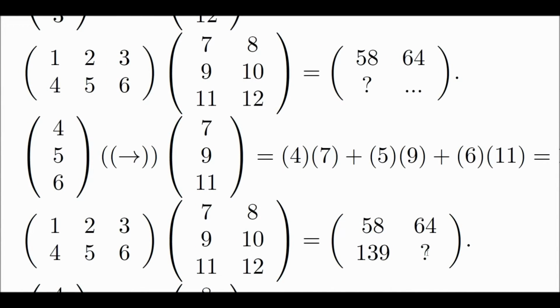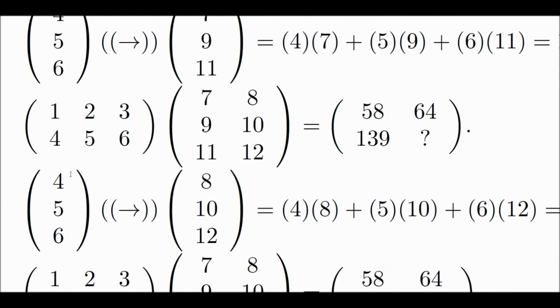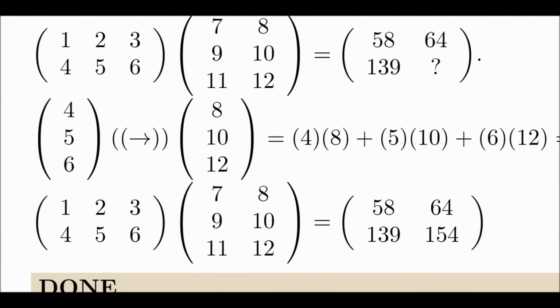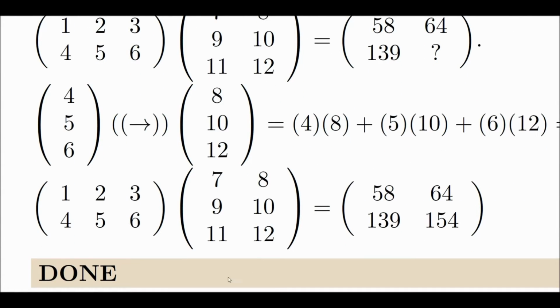Now I want to find this last entry. So you look at where this entry is. This is in the second row and the second column. So we're going to take the second row here times the second column. So here's the second row, and here's the second column. You're going to multiply and add these together. That'll give you 154. Okay. So it's 154. So here's what you get if you multiply these two matrices.